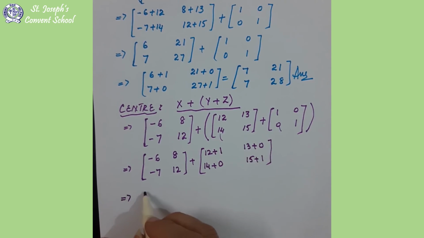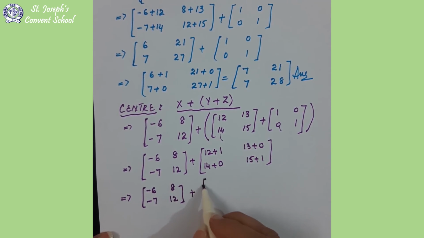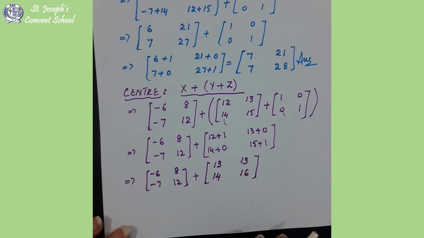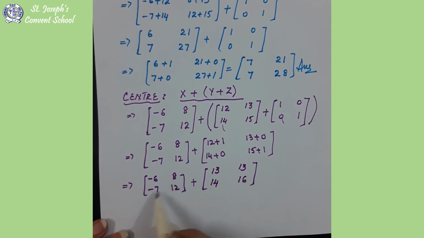So this as it is, minus 6, 8, minus 7, 12, plus, you can add: 12 plus 1 is 13, 13 plus 0 is 13, 14 plus 0 is 14, 15 plus 1 is 16. Now we will add these two. Again check the order. Order is same, 2 rows, 2 columns. So you can add them.